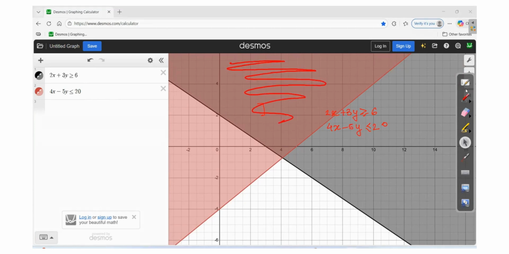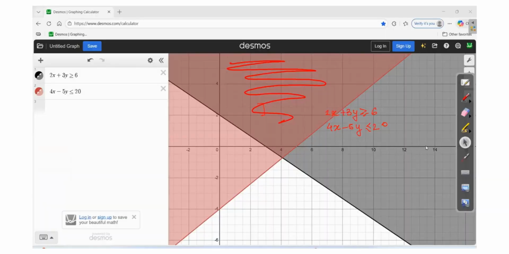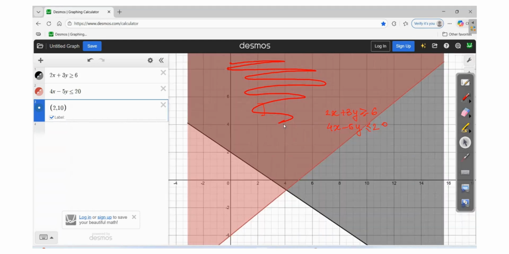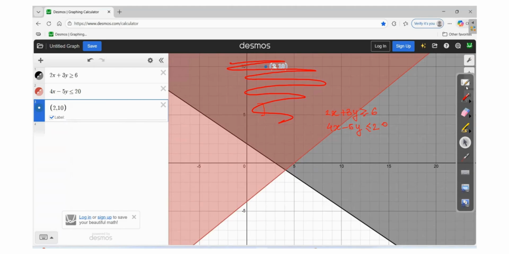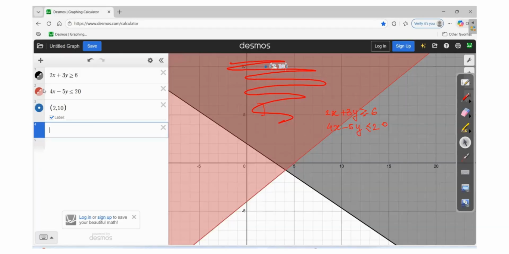Now let's observe the points together. We have (2, 10), (−2, 8), (5, 30), and (−4, 10). I'll label (2, 10). Where is this point lying? It is lying in the interior part of this region, so this will be considered as a solution. But they are asking in the question which does not satisfy, hence this cannot be the correct answer. Next we have (−2, 8). I can just change it here.